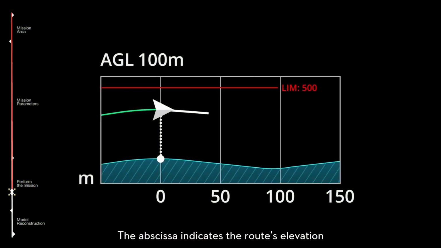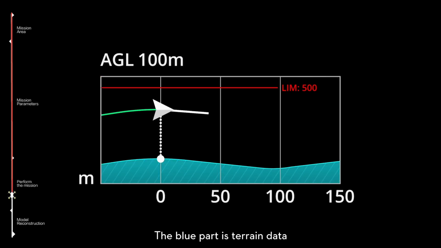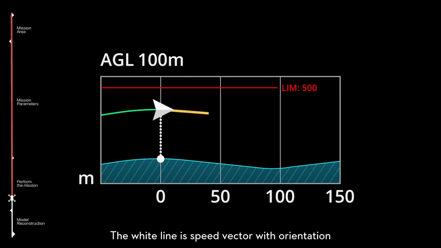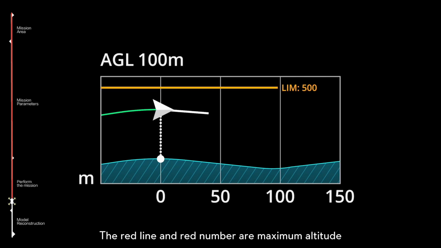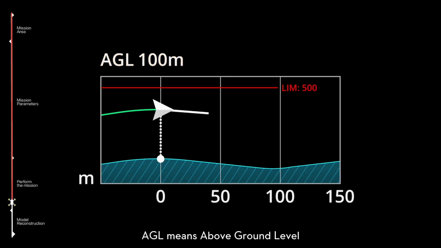The abscissa indicates the route's elevation. The ordinate means altitude. The blue part is terrain data. The green line is flight altitude. The white line is speed vector with orientation. The red line and red number are maximum altitude. AGL means above ground level.